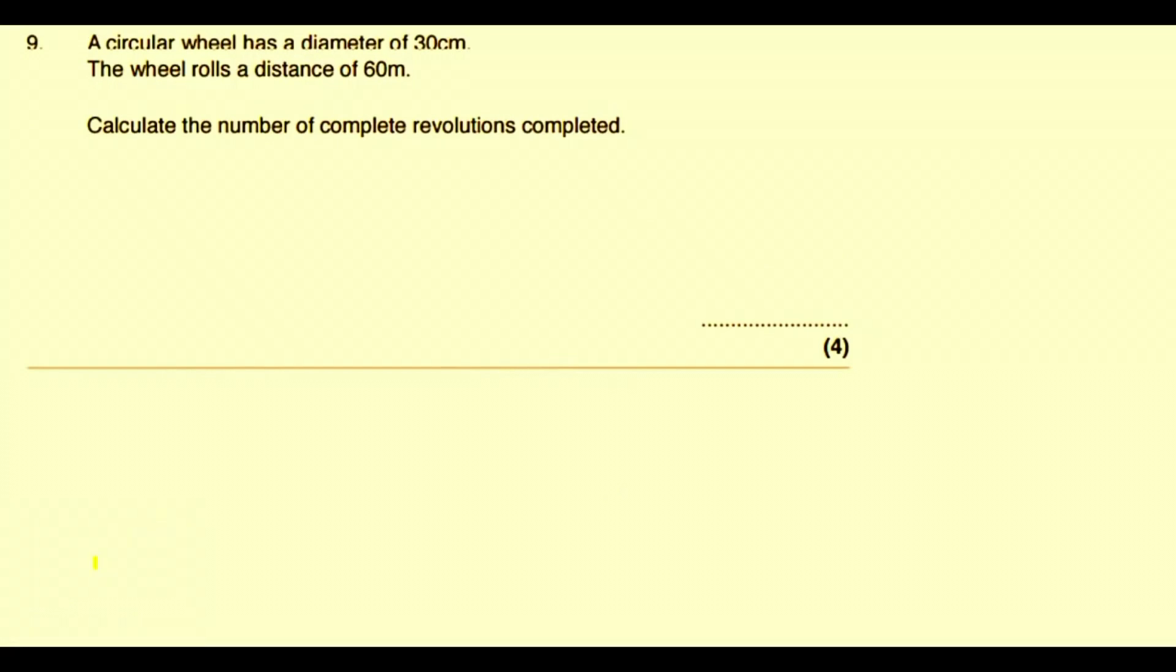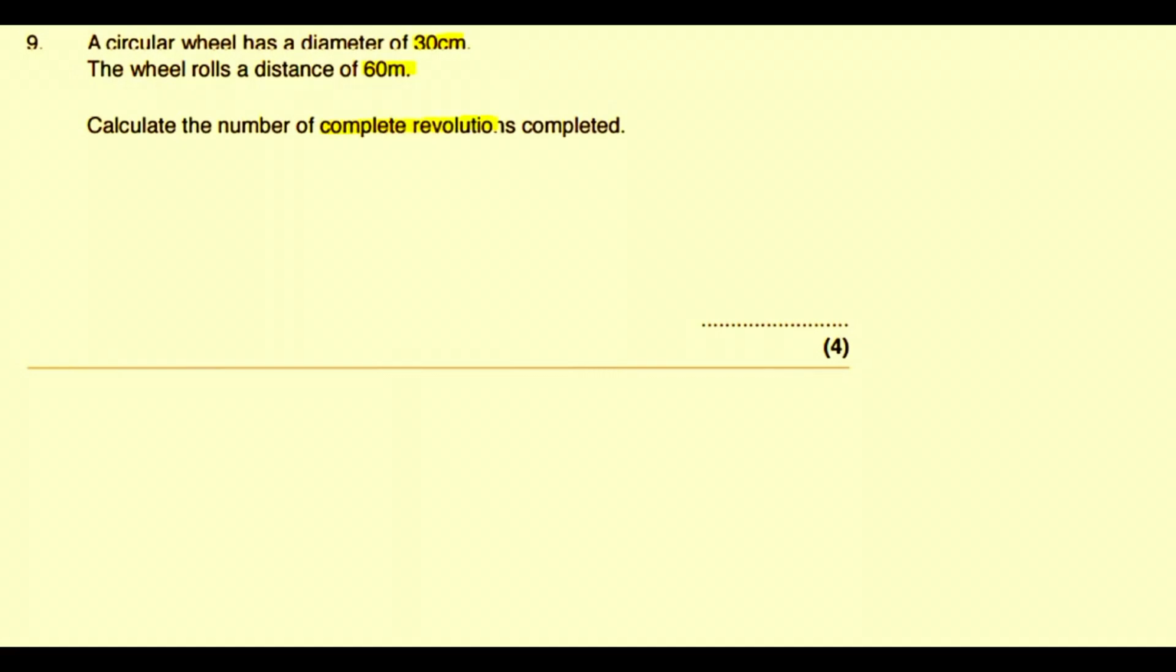with reading and highlighting key words. A circular wheel has a diameter of 30 centimetres. The wheel rolls a distance of 60 metres. Calculate the number of complete revolutions completed.